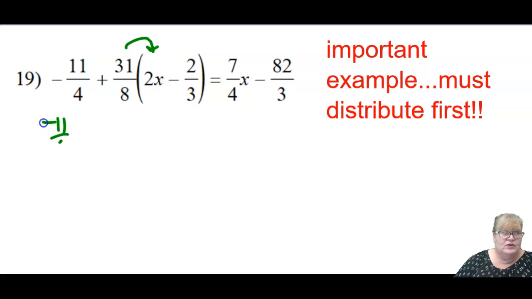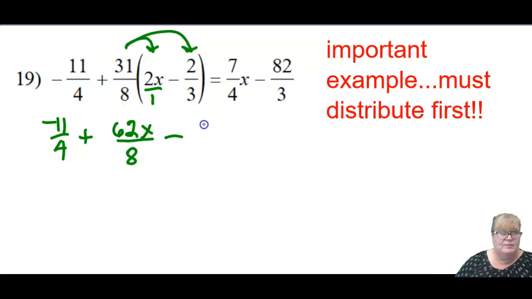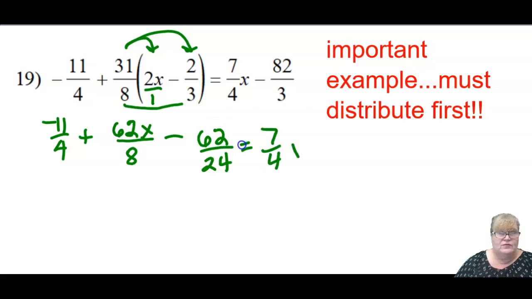So we have negative 11 over 4 plus, this is over 1, so it's 31 times 2, which is 62x over 8 times 1 is 8. Now that does reduce, okay? We can reduce it on the next step if you want. I just want your notes to show where it came from. And then when you do this step, you multiply the top and you get 62 again. And on the bottom, you do 8 times 3 is 24, which this will reduce as well. And then we have 7/4 x minus 82 over 3.